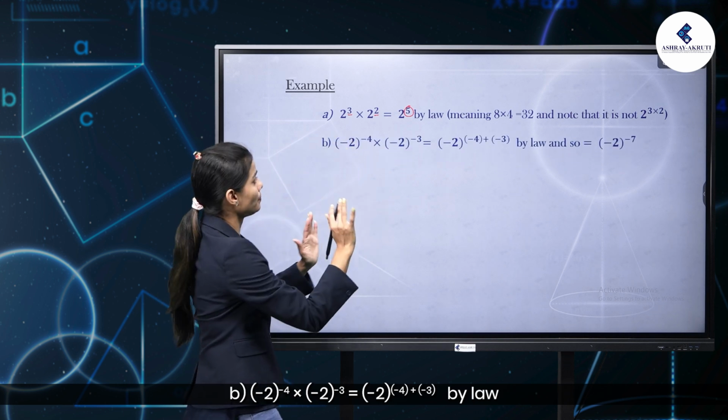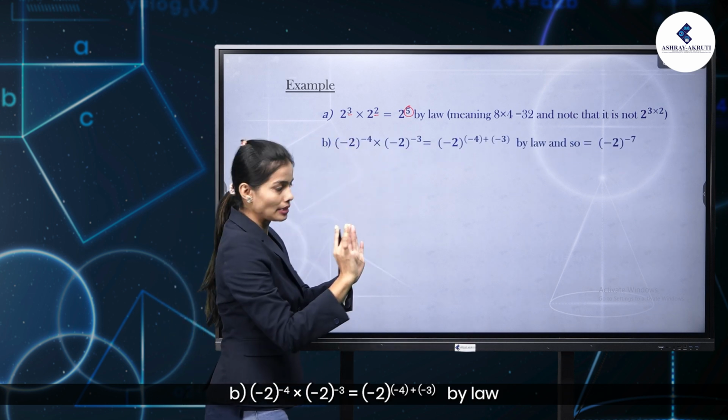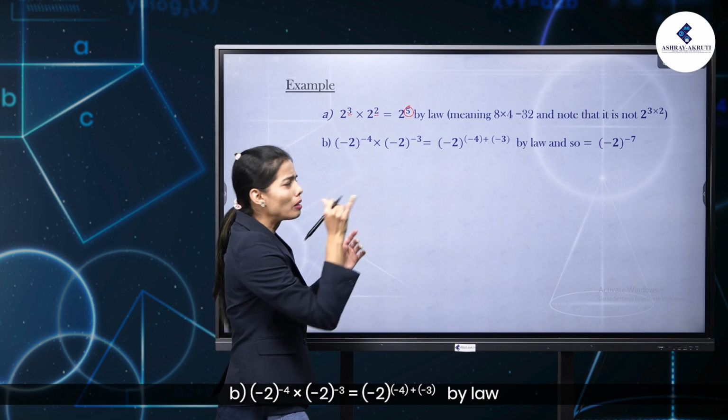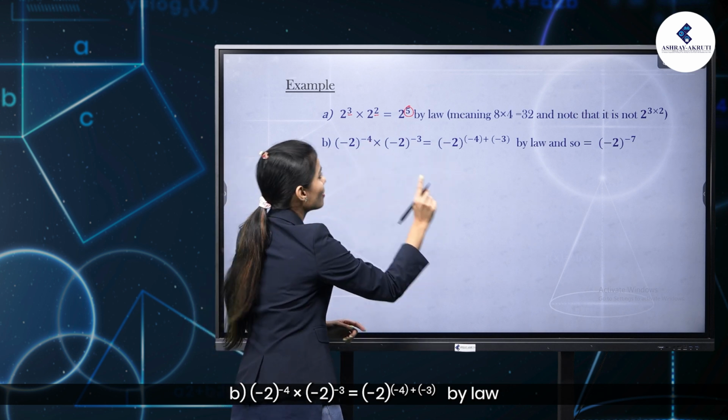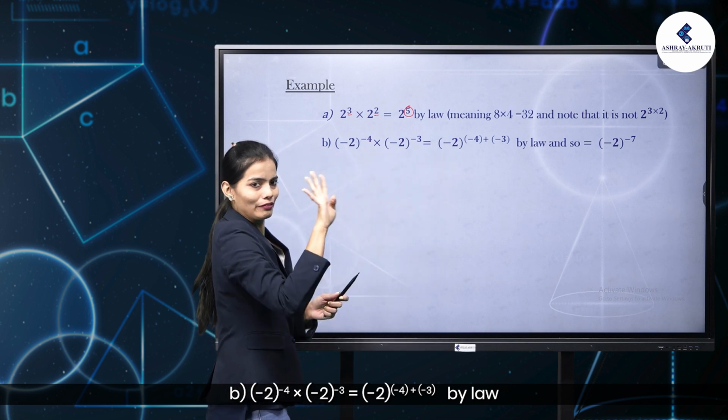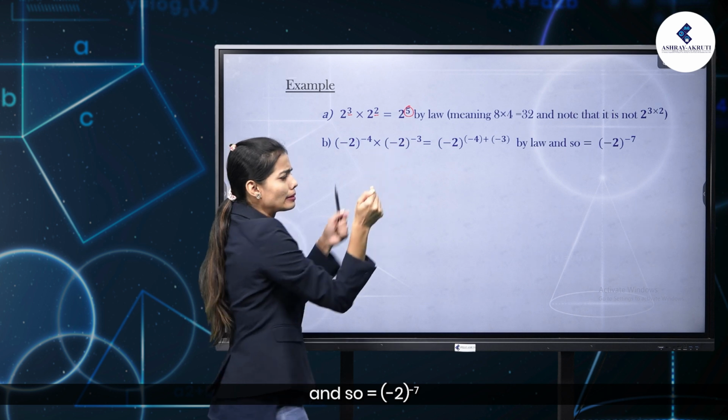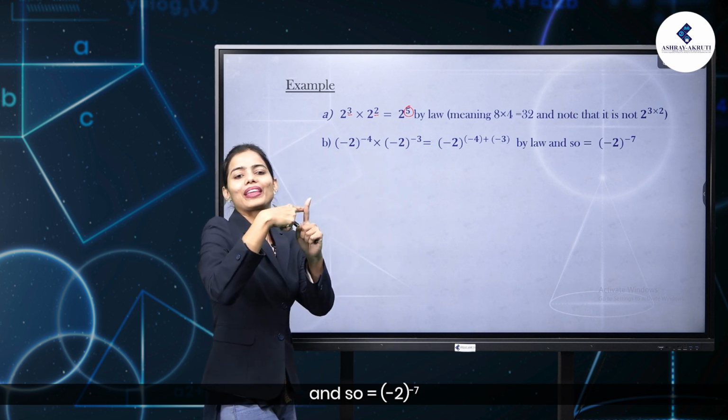Minus 2 to the power minus 4 into minus 2 to the power minus 3 is equal to minus 2 to the power minus 4 plus minus 3 by law, and so is equal to minus 2 to the power minus 7.